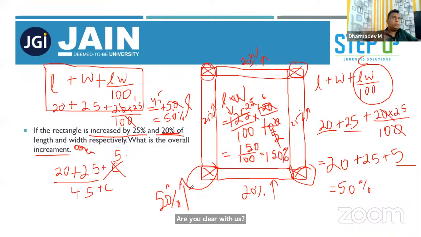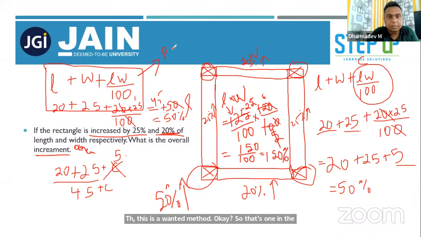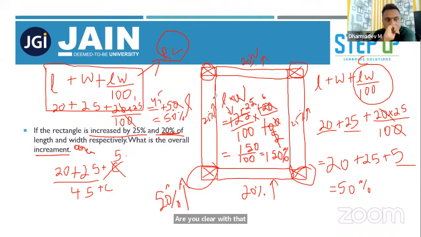Both the answers are the same. It doesn't matter what we use, either the formula method, it's left to you. But this method is wanted. In the concept of profit and loss, based on the same questions, you will be using this method only. Sometimes the other might not work. Are you clear with that?